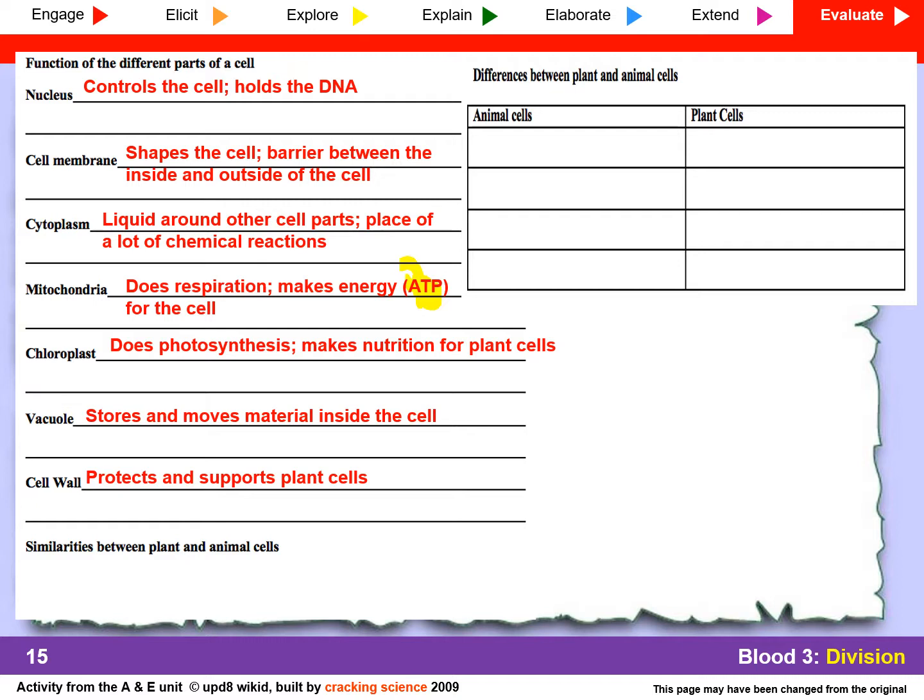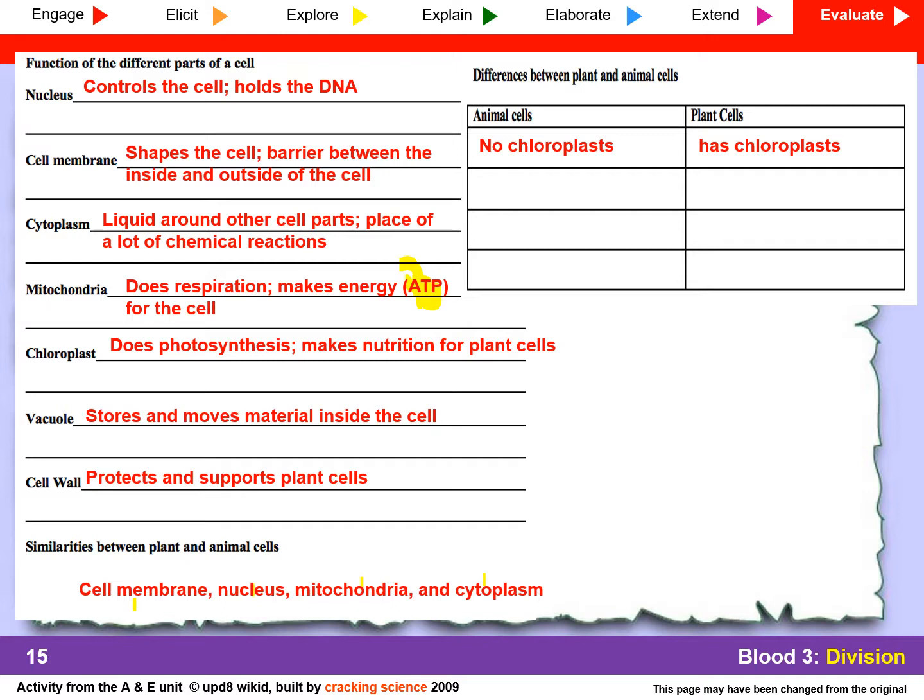So we're talking about similarities between animal cells and plant cells. Remember that. Differences first. Differences between animal cells and plant cells: there are no chloroplasts in animal cells, but plant cells do have chloroplasts. Okay, back down here. Similarities between plant cells and animal cells: cell membrane, nucleus, mitochondria, and cytoplasm are going to be found in both.